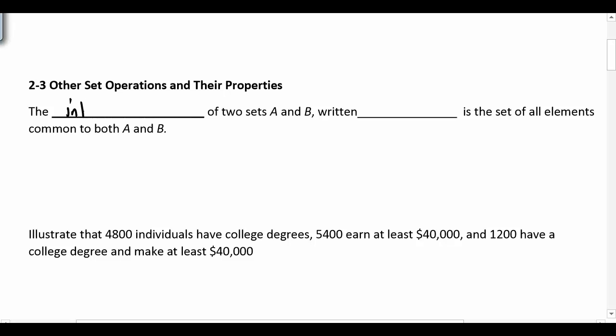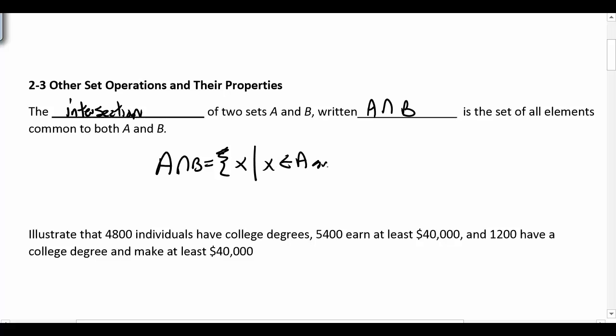So let me write that out. Intersection. So the intersection of sets A and B, and we write that as A, looks like an upside down U, B, it's the symbol for intersection of, is a set of all elements that are common to A and B. So A intersect B, in set builder notation, would be any number such that the number happens to be an element of A and an element of B.